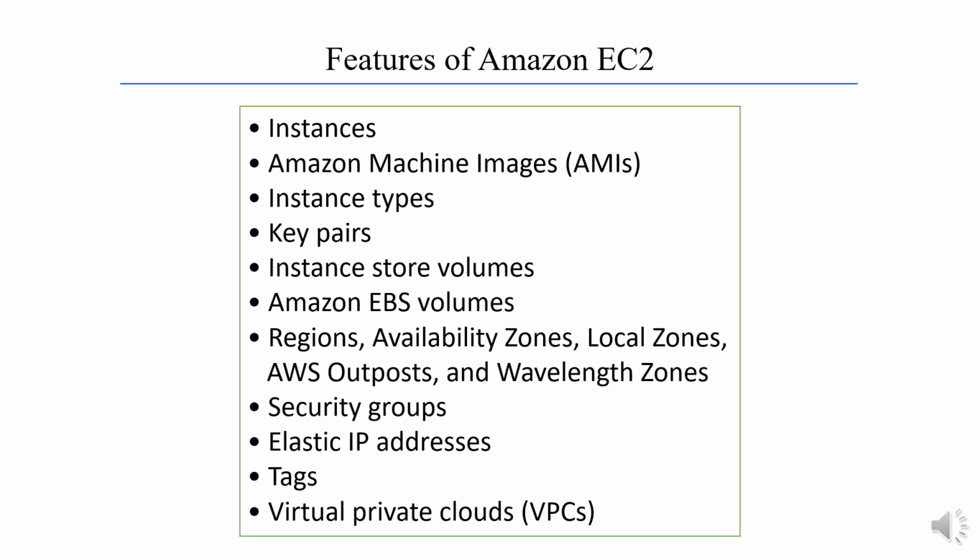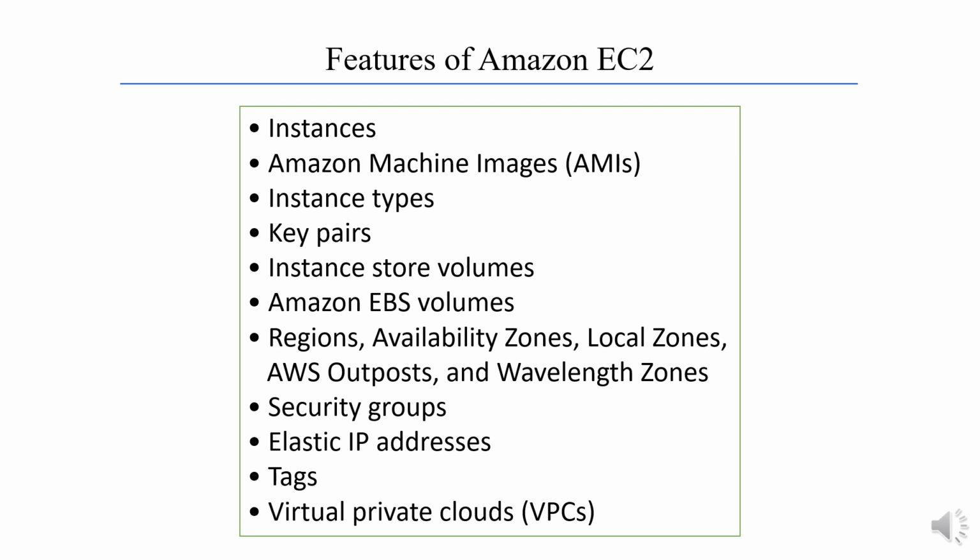Amazon EBS volumes. EC2 instances can have persistent storage volumes for your data using Amazon Elastic Block Store, Amazon EBS. EBS volumes remain in the system even if the EC2 instance has stopped, hibernated, or terminated.